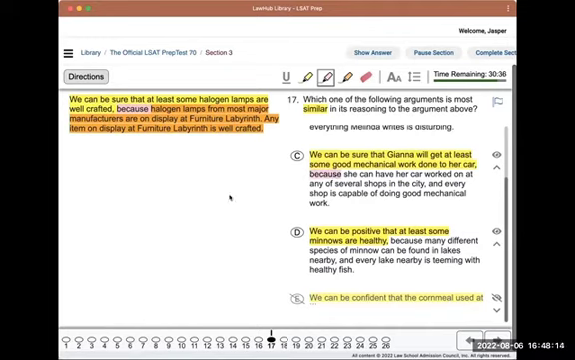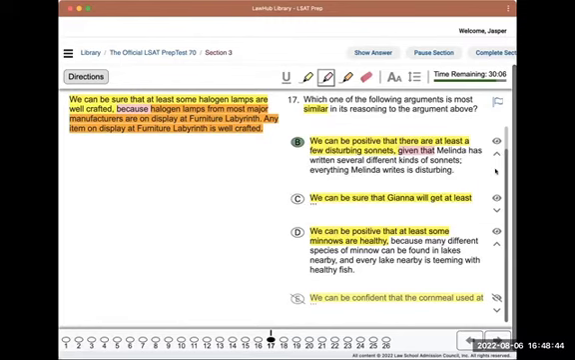So for C, why? Okay, so she can have her car worked on at any of several shops in the city, and every shop is capable of doing good mechanical work. So that's different from every shop does good mechanical work, right? Everything on display at Furniture Labyrinth is well crafted. The capacity to be well crafted or the capacity to do good mechanical work, that's a different issue from what we have in the stimulus. So the reality versus the capacity, right?